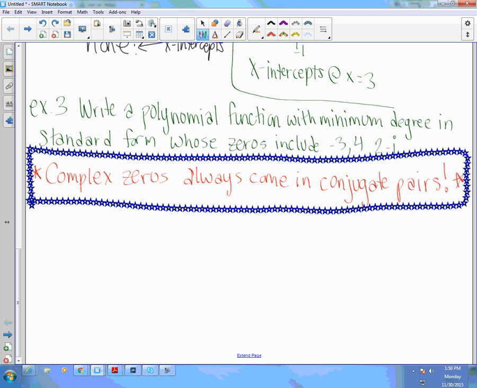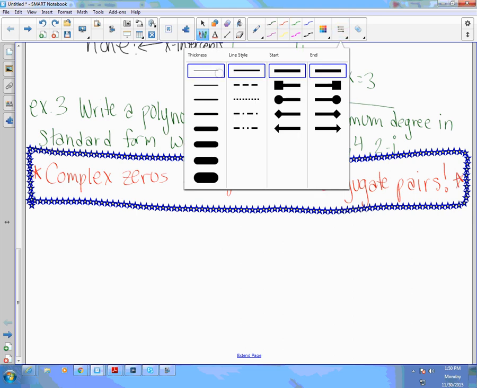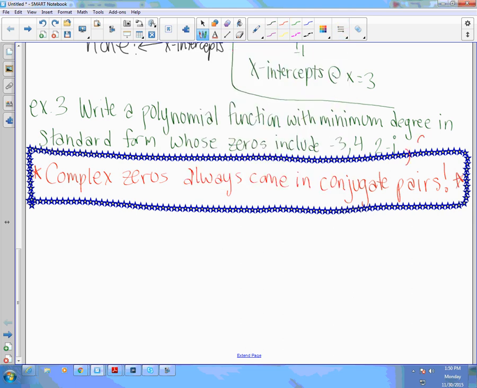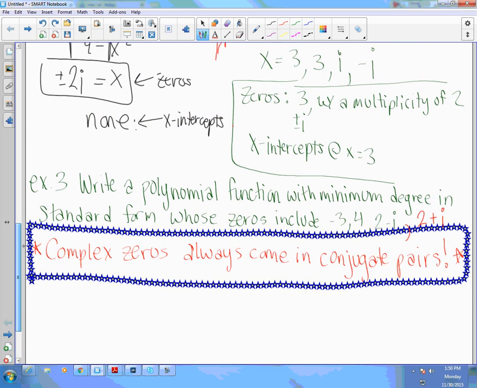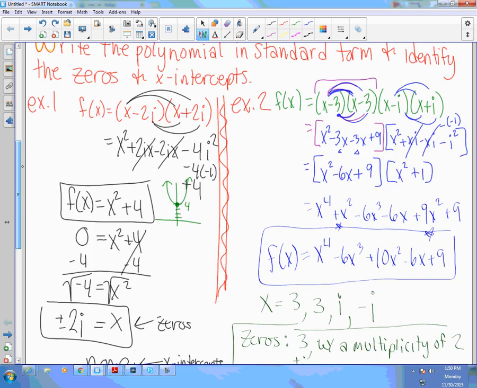Okay, so if our given zero is 2 minus i, what's its conjugate? 2 plus i. I'll go back to my regular pen. So there is a fourth one we can add in, 2 plus i. Now we have to write standard form. So I'm going to go back to the beginning, because we're reversing the order we're used to doing things in.